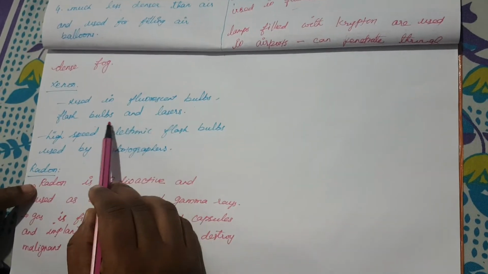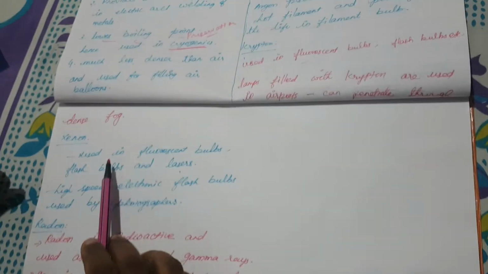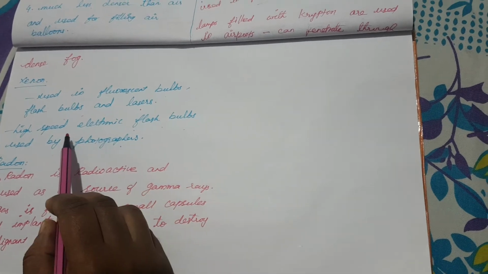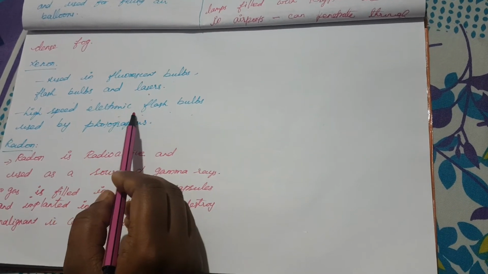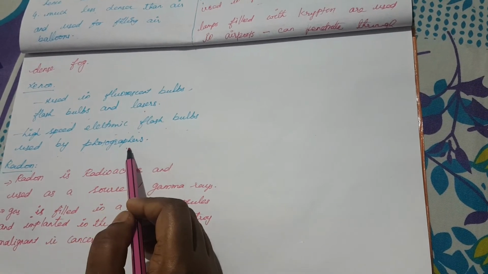Another one is xenon. It is used in fluorescent bulbs, flash bulbs and laser bulbs. Laser lights also use it. Next one is the high speed electronic flash bulb used by photographers. Mainly it is used in high speed electronic flash bulbs used by photographers.